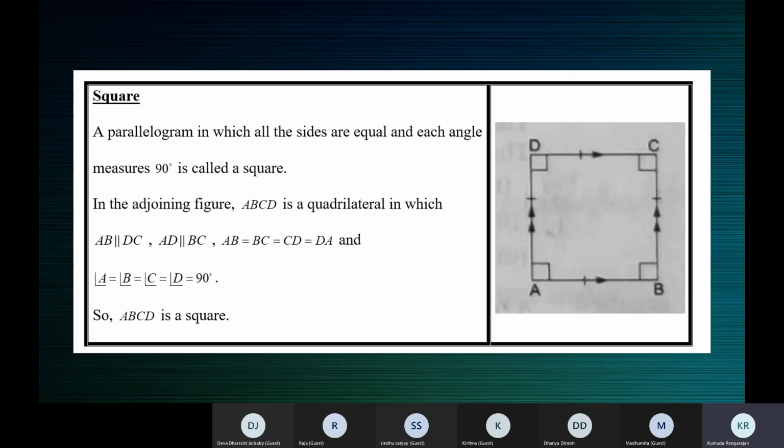A square is a parallelogram in which all the sides are equal and one angle is a right angle, or you can say each angle measures 90 degrees. All sides equal, each angle 90 degrees. What about the diagonals in a square? Are they equal? Yes, ma'am. Do they bisect each other? Yes, ma'am, at right angles. They bisect each other at right angles.